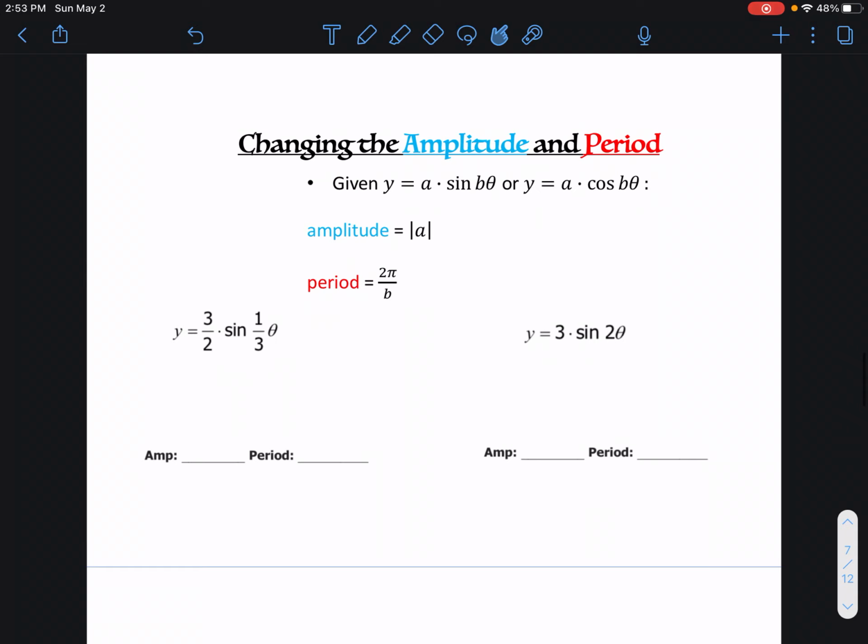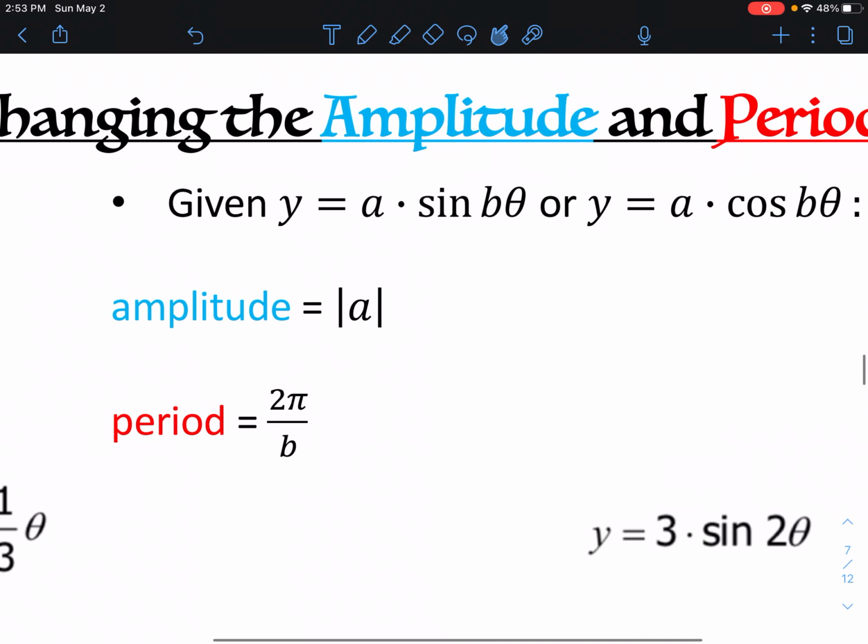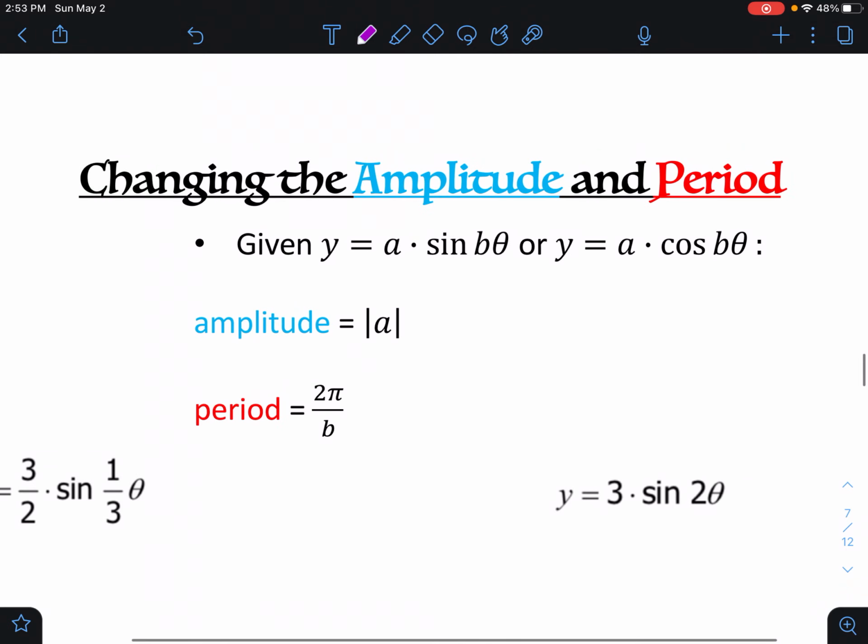So how do we change the amplitude and the period of these? Well, the amplitude will be whatever number you see in front. You'll see a number, that's your A. The absolute value of that, if it's negative, you'll make it positive, is your amplitude. You can also change the period, the length of the cycle, by changing the number in front of theta, that's B. Whether it's sine or cosine, it's going to be the same.